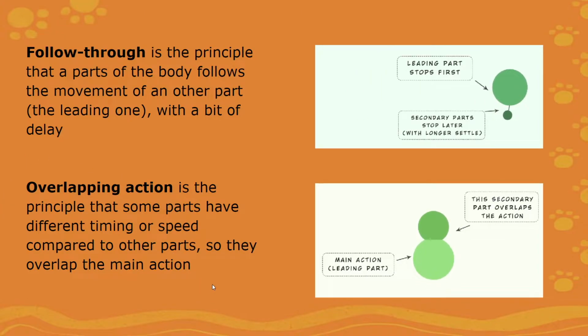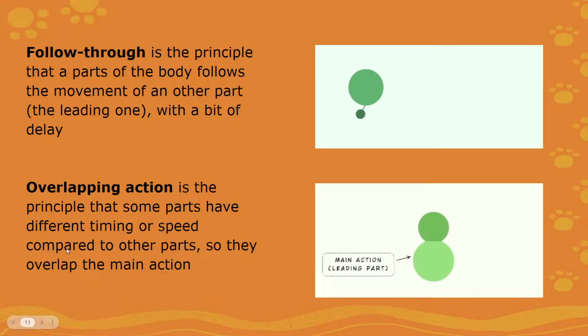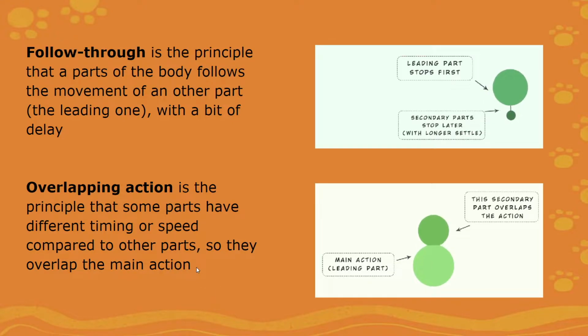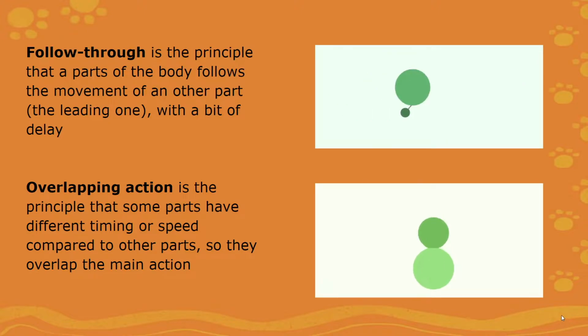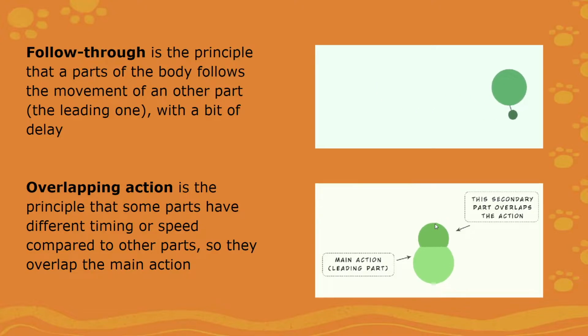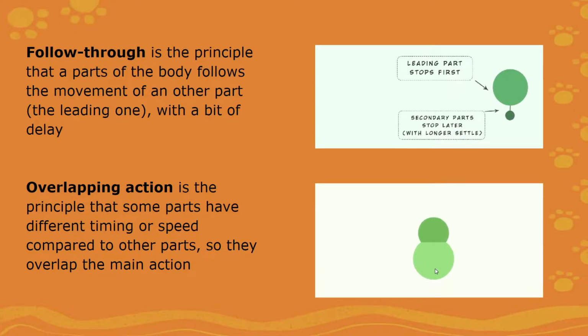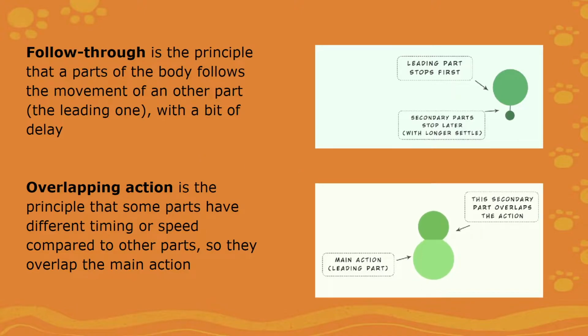Cool, then overlapping action is the principle that some parts have different timing or speed compared to other parts. So they overlap the main action. So you can see the main action is our big bouncing ball, and then our overlapping action is the bounce on this. So someone running with a bun in their hair, or I don't know, Pamela Anderson on the beach, I guess, would be a good example.